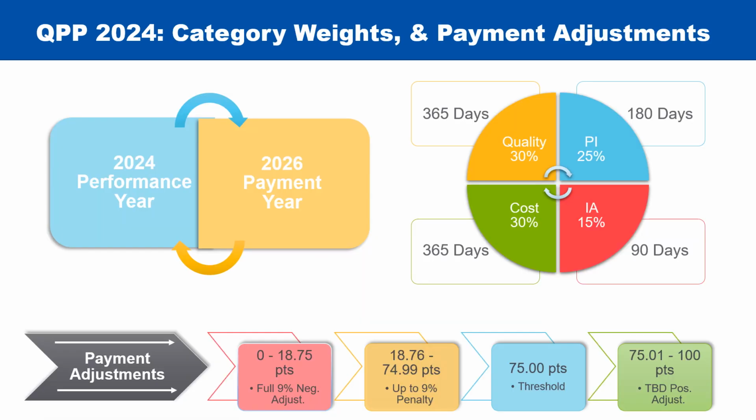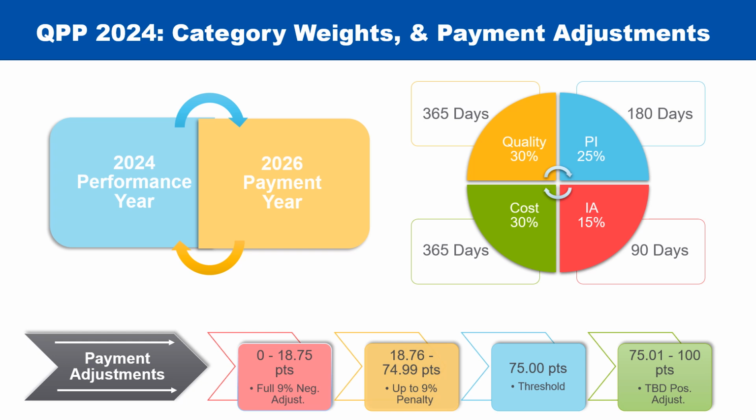Now, for the category weights and payment adjustments, we haven't seen any changes in a couple of years to the category weighting. Promoting interoperability is still 25%. However, it has expanded to 180 days. So don't forget that. We still have improvement activities for 90 consecutive days. We have cost that is at 30%. And again, that is no submission. However, it is going to be for claims throughout the entire performance year.